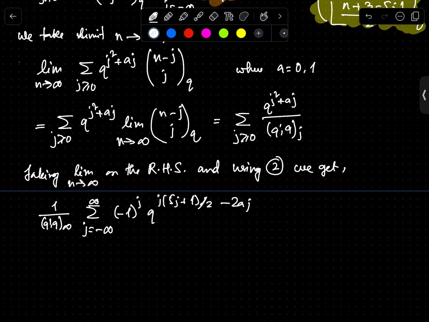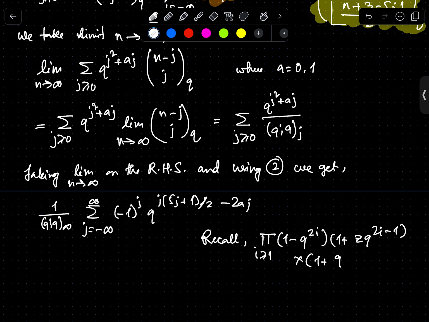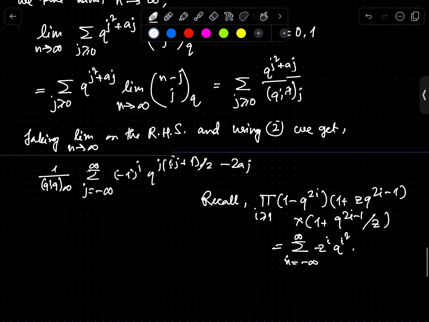Recall, you have used this several times, but let me just write it. Recall what Jacobi's triple product identity is. The form that I want to use is the following: the product over i from 1 to infinity of (1 - q^(2i))(1 + z q^(2i-1))(1 + q^(2i-1)/z) gives us this sum, over i from minus infinity to infinity, of z^i q^(i^2). This is the form of Jacobi's triple product identity that I want to use.